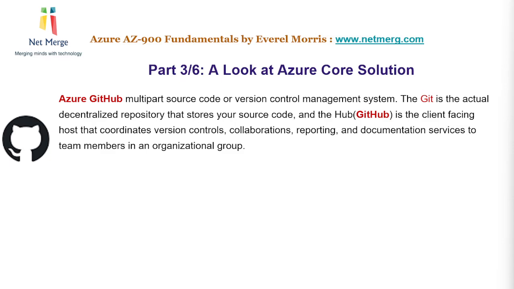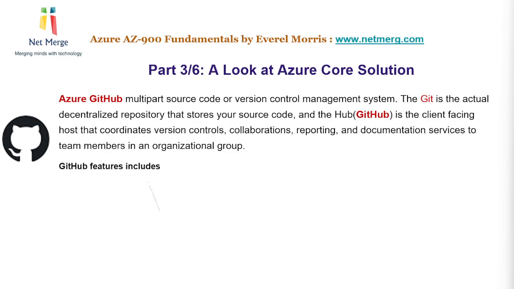Git is the actual decentralized repository that stores your source code and information and documents. GitHub is the client-facing host that coordinates version control, collaboration, reporting, and documentation services to team members and organizations. So you could use GitHub for a lot of technical documentation, storing your documents. It's really leaps and bounds ahead of the competition as it relates to version control management systems on the market today. If you are a developer, you use GitHub. I can guarantee you that.